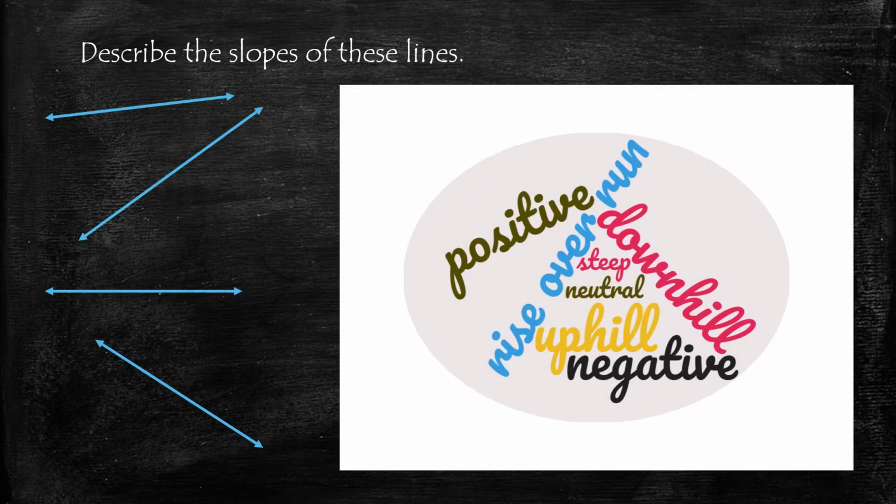You may have said uphill, rise over run. You may have talked about the steepness of the line. One student described this horizontal line as neutral. That would be another good word for it. Positive slope, negative slope. All of those would be good words to describe the slope of a line.